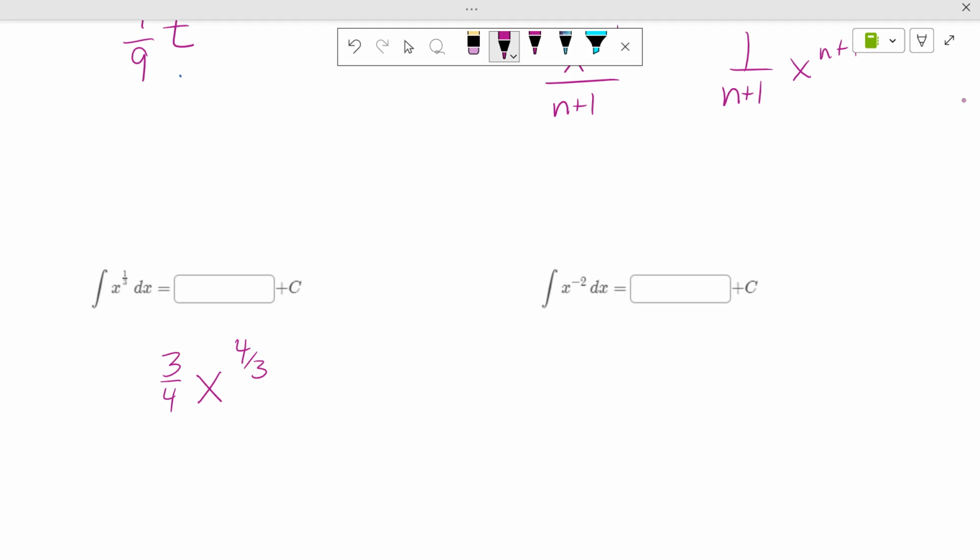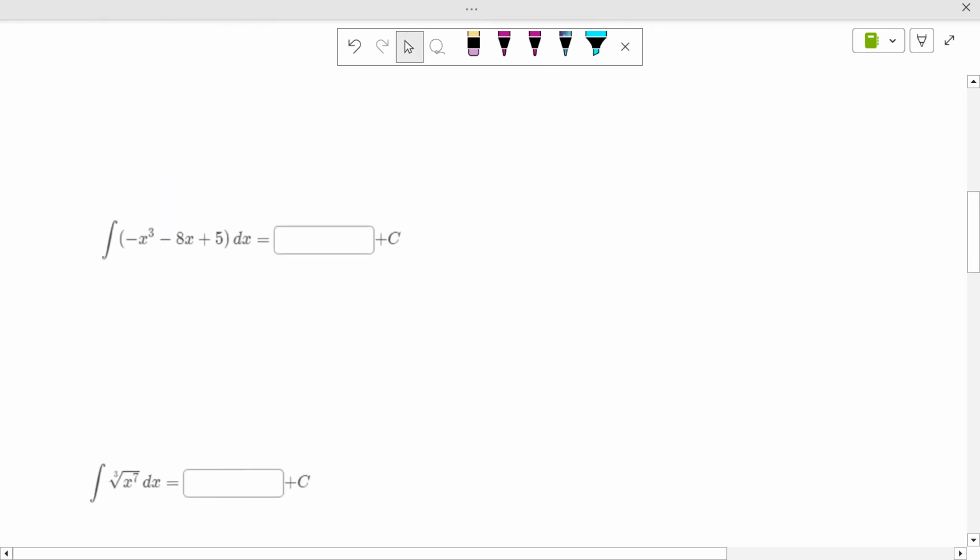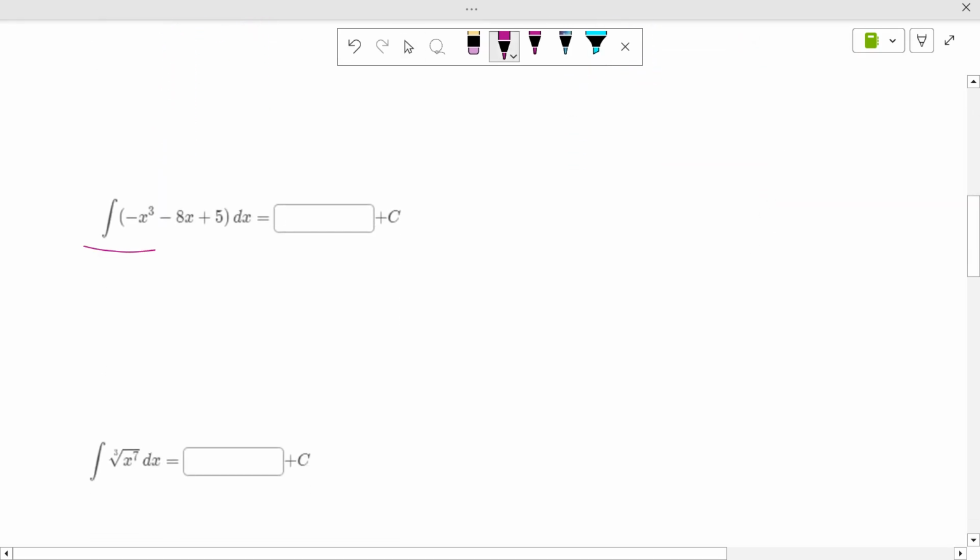X to the -2. So what's -2 plus 1? -1 with a -1 in front, because when we do the derivative, -1 times 1 is a positive 1. Okay? So do the derivative to check that your integration is correct. All right. So this one, this is easy. Okay? What's this one?